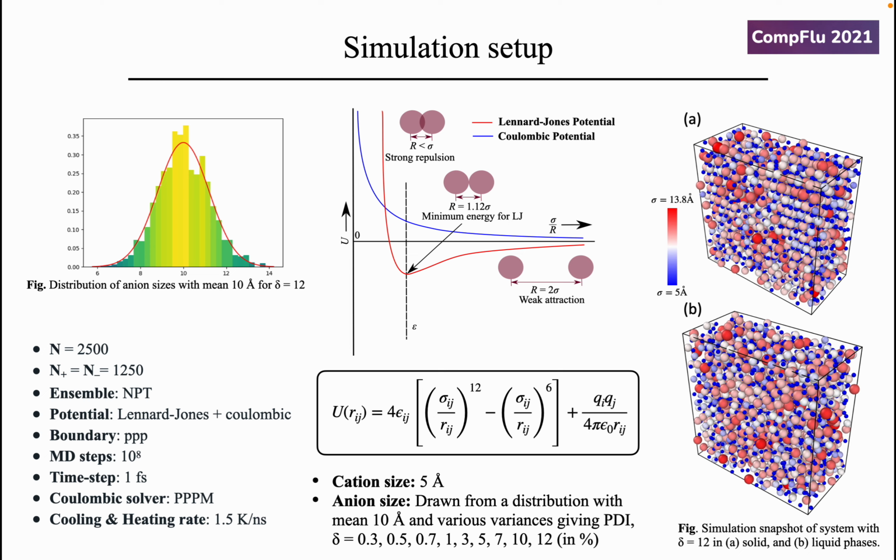The units are set in real units, and the size of the cations is set to 5 angstrom, while the anion size is drawn from a normal distribution with mean 10 angstrom and varying variances, giving polydispersity index from 0.3% up to 12%. Here in the figure on the left, we see a distribution of anion size for polydispersity index 12. On the right side is a simulation snapshot of our system in the solid phase as well as the liquid phase.